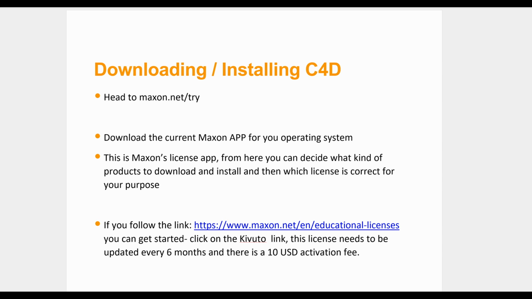Head over to maxon.net/try, and we're going to download the current Maxon app for your operating system. This is Maxon's licensing app. From here you can decide what kind of products to download and install, and then which license is correct for your purpose. You can also follow the link, which will take you to the educational licenses link. This will take you to a third-party company called Kavuto, and at Kavuto you can then add the license to your shopping cart. You can then purchase it, and Maxon will send you a license. Let's look at that process right now.